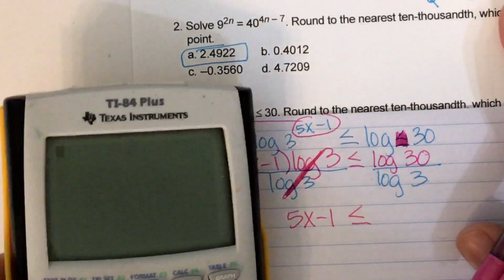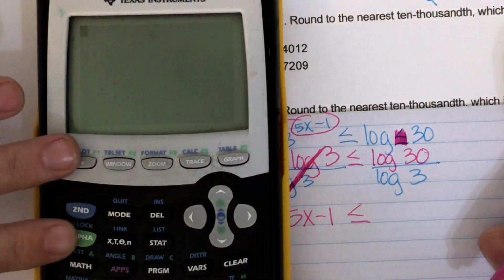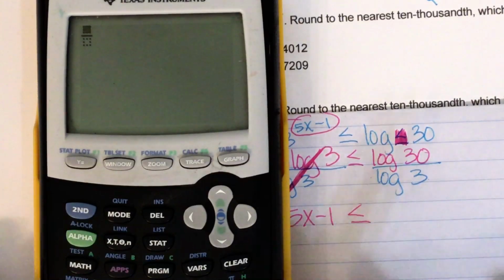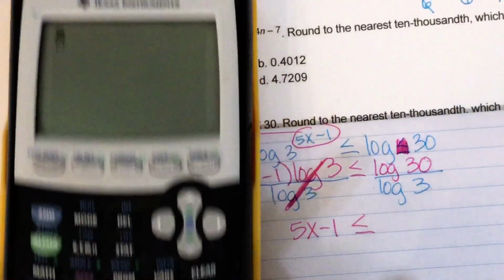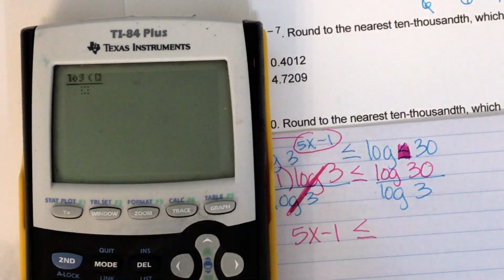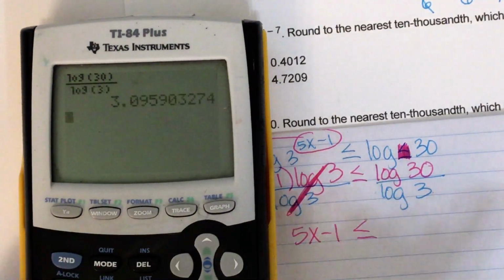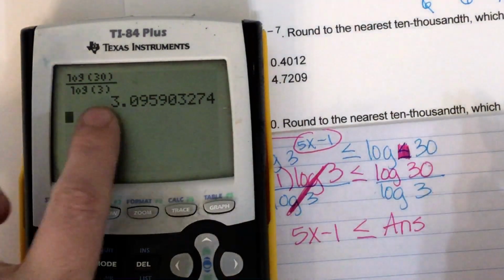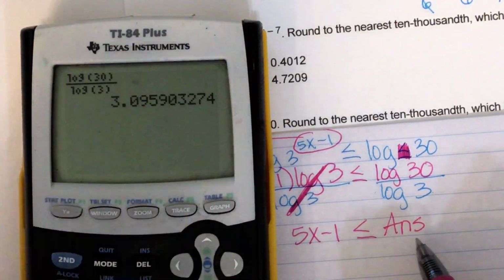Okay, so I am going to do alpha y equals again. So alpha y equals, hit my enter. So remember, here's our log button to the left of the 7. So log of 30 divided by log of 3. Now, I'm just going to write A and S for answer. I get this answer, but I don't feel like rounding it. So I'm just going to keep it stored in my calculator.